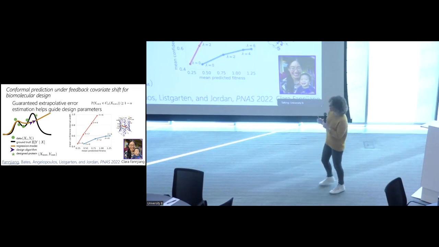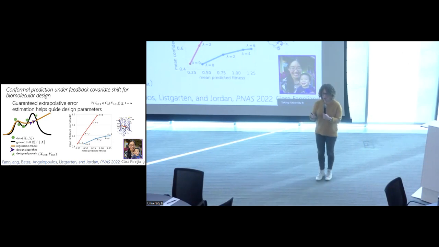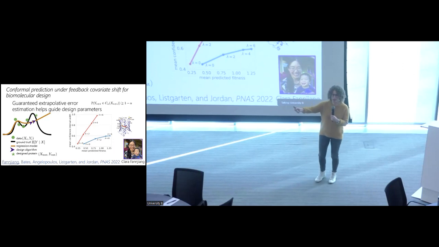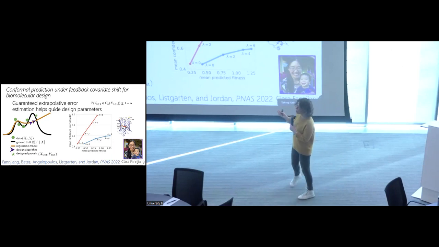And so, but she wanted to be able to do it in an iterative design cycle where the test data actually depend on the training data, because when you do design in an iterative manner, you build a predictive model and then you use that model to design the next round. So you have this dependence between the test and the training data. And so she generalized this formal area in order to have it be applicable to iterative experimental design.